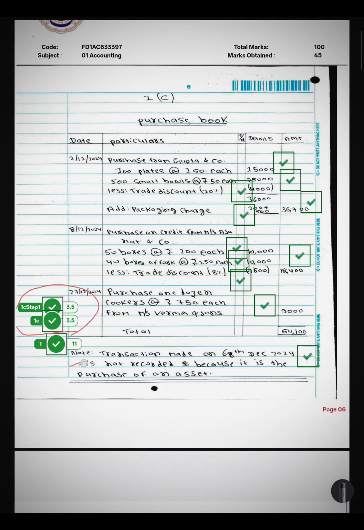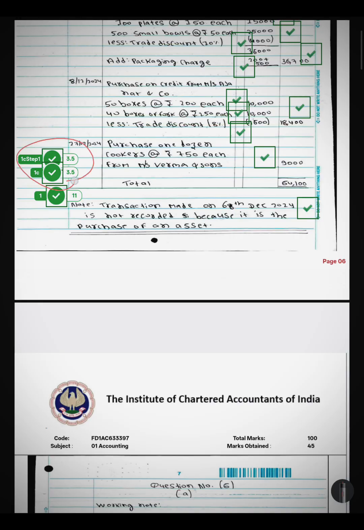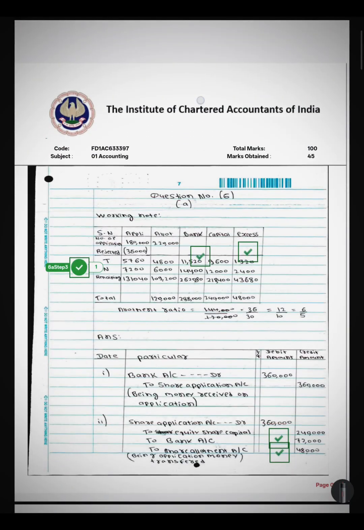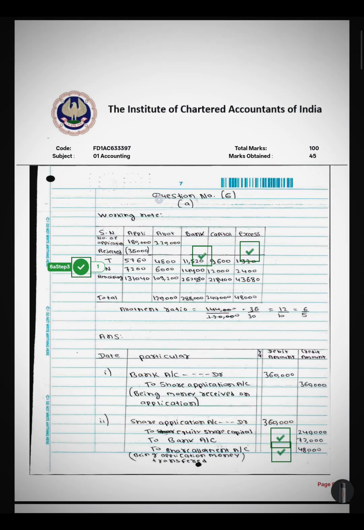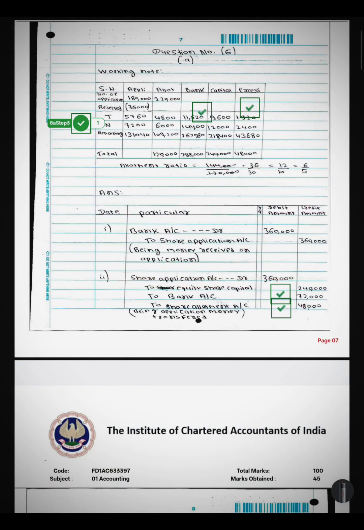Even though I have written the proper notes here for the transaction which has not been recorded in the subsidiary book, the teacher has given me 3.5 marks. And then I started with question number 6. From question number 1 I directly came to question number 6 because I have prepared company accounts very well. So I just went directly to number 6.